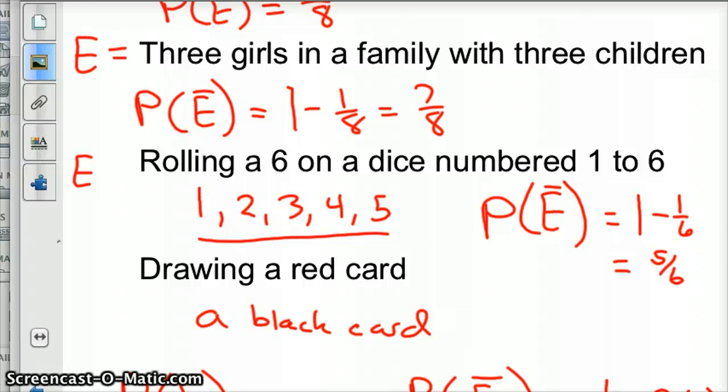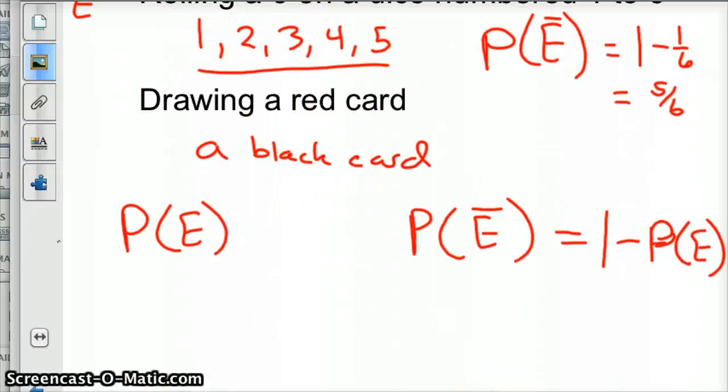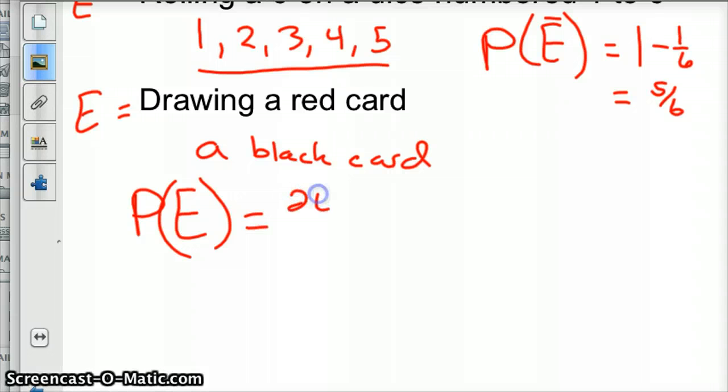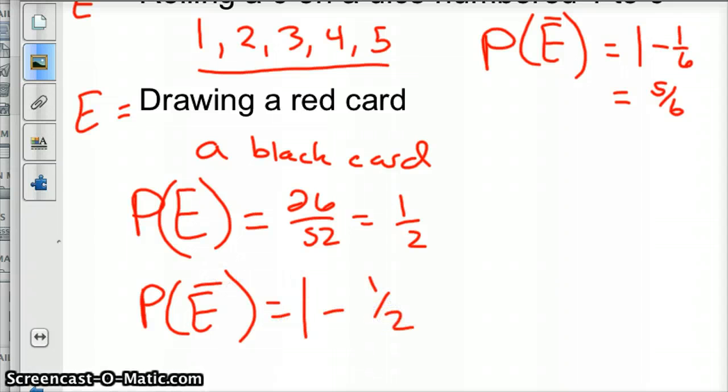Drawing a red card. There are 26 red cards, so if our event E were drawing a red card, the probability of E would be 26 out of 52, which reduces to 1/2. And so the probability of E bar would also be 1/2 because we take 1 minus 1/2. And we also know this as there are 26 black cards. So, complements are very handy in certain situations, and we'll use them quite a bit throughout.